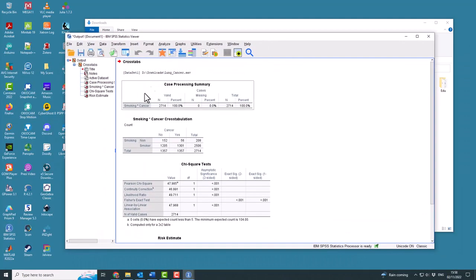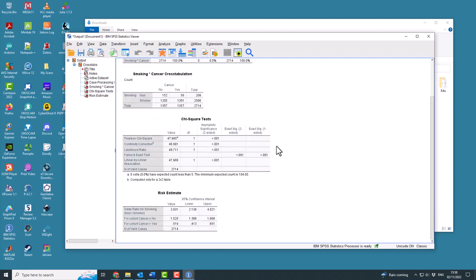And this is the output. The first thing is just telling you what SPSS has done. It's found 2,714 cases and processed all of them. This is the usual summary table that you see. If you're a non-smoker, 152 are non-cancer and 56 people have got cancer. For smokers, 1,205 people have not got cancer and 1,301 have got cancer. This is a case control study where you've gone and found people who have cancer in the hospital and also found matched patients that don't.